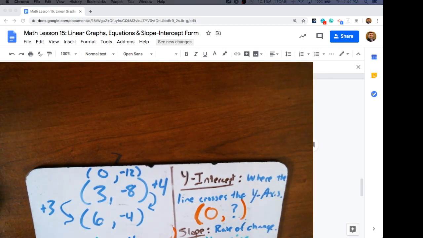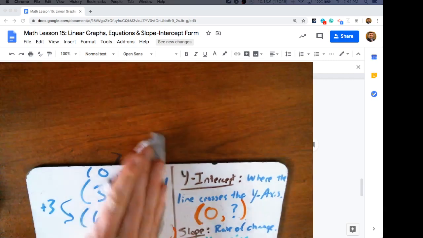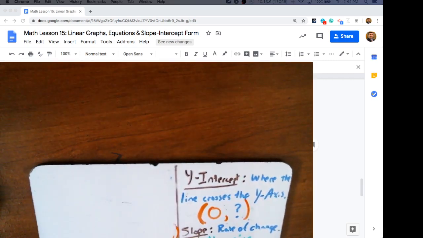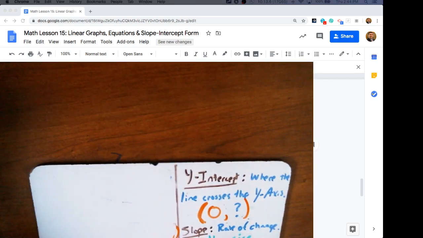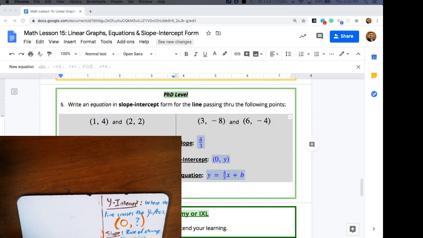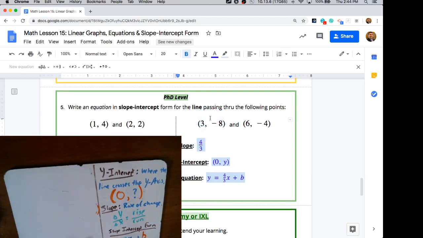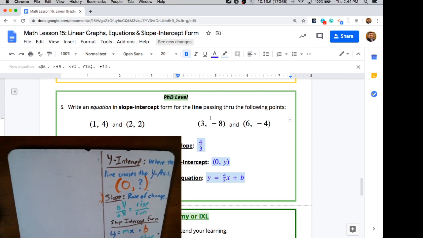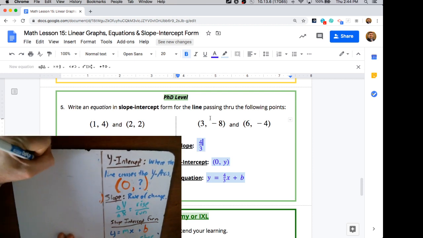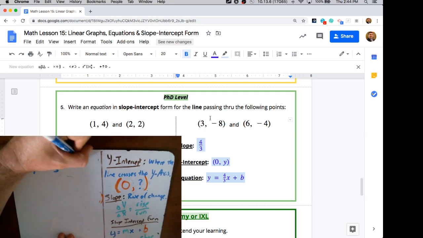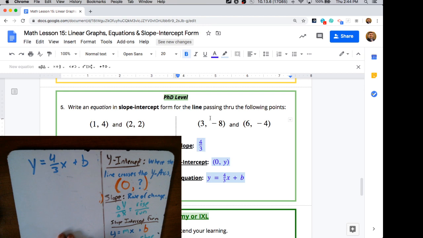If that seems too complicated, and it seems a little complicated to me, I like the tried and true method. If I do not know the y-intercept, but I know the slope, and I know one point, I can use my y equals mx plus b formula to figure out what the b needs to be. Here I know the slope is 4/3, so I'm going to write y equals 4/3 x plus b, because I already know the m.